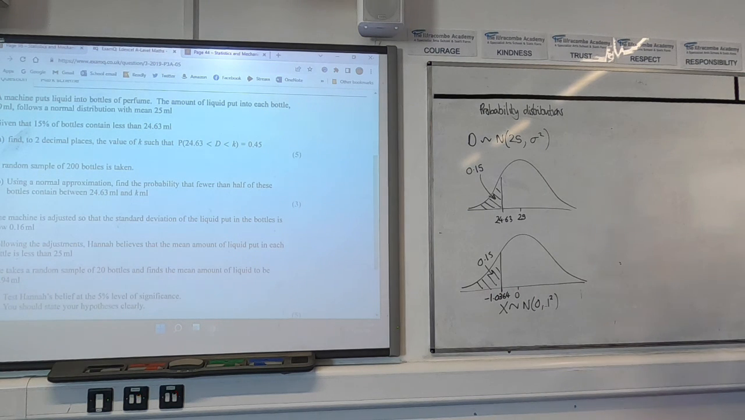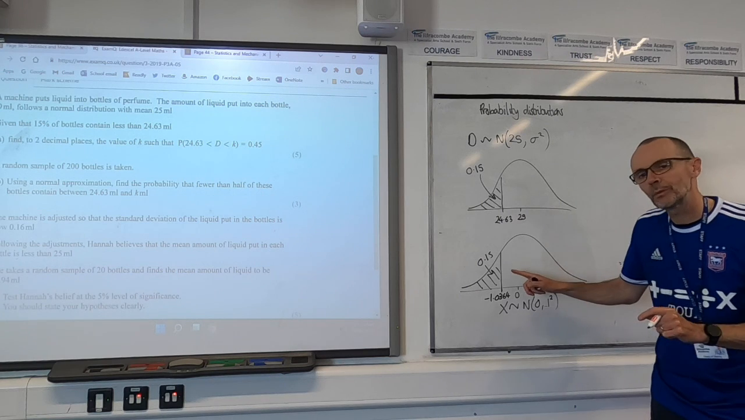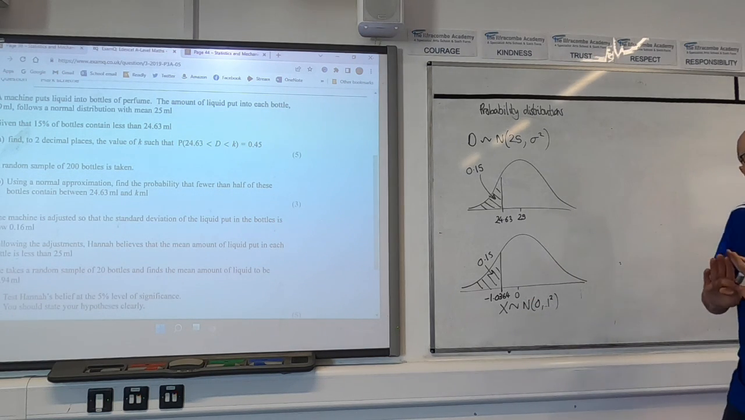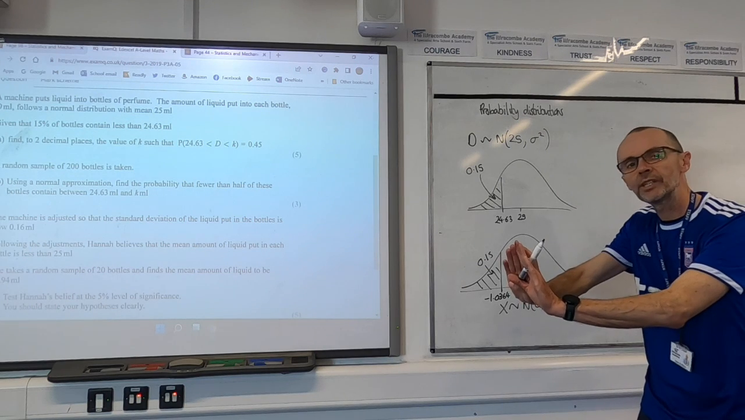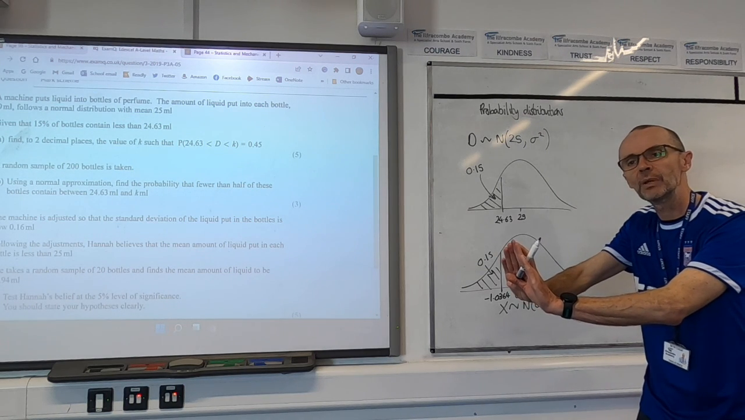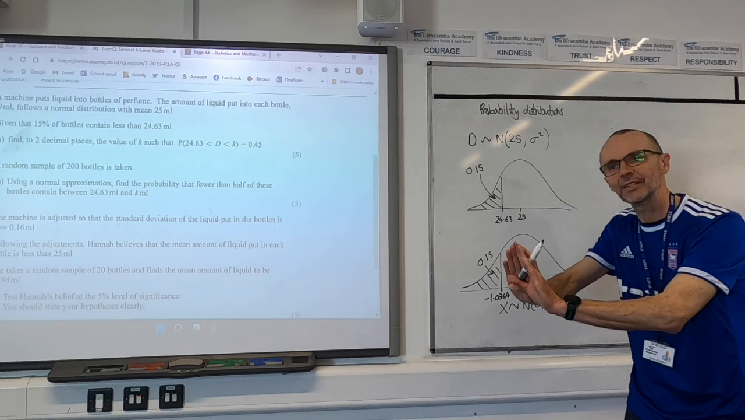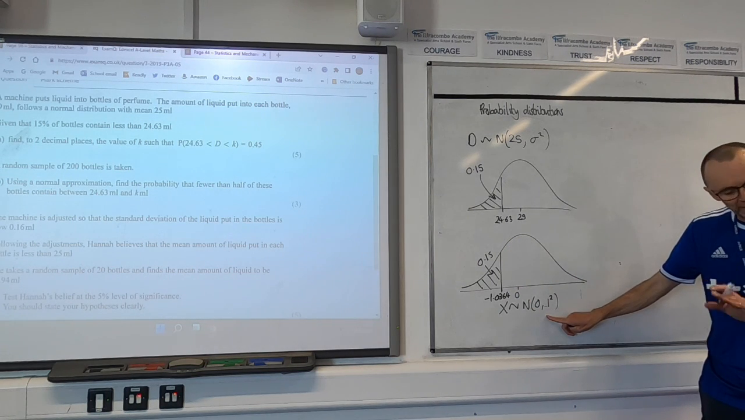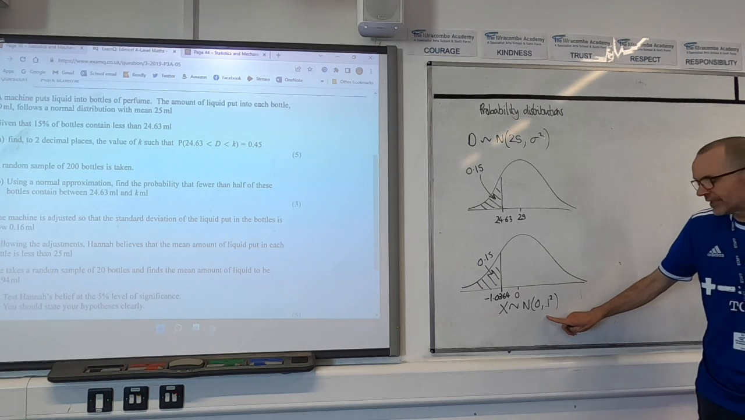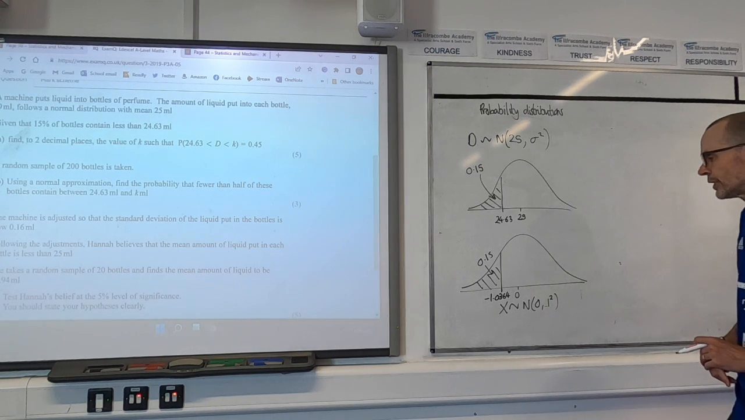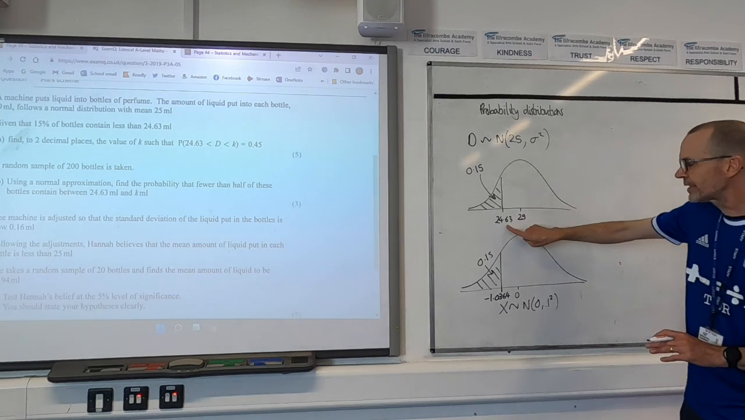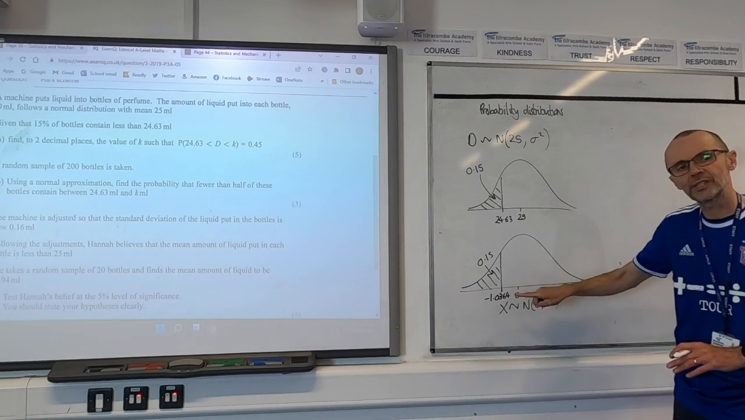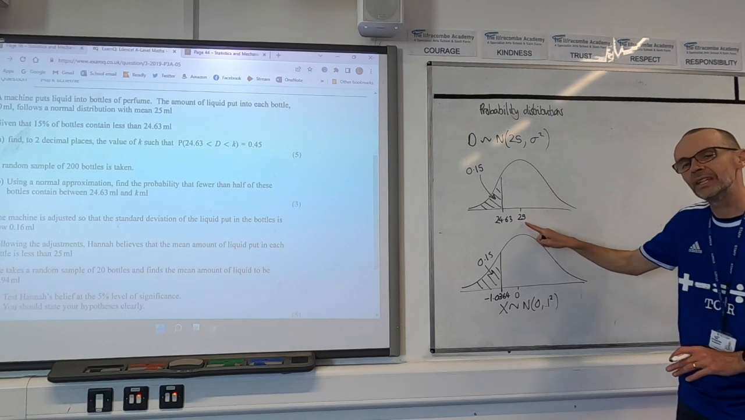And what that tells me is that in order to get a probability of 15%, or 0.15, you need to go 1.0364 standard deviations below the mean. That's what that's telling us. When we use this standard normal distribution, that's what the answers tell us. So I now know that this is 1.0364 standard deviations below the mean, 25.